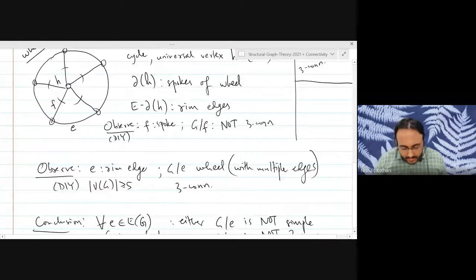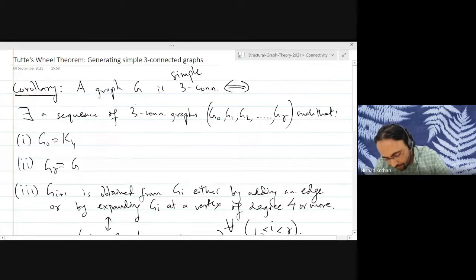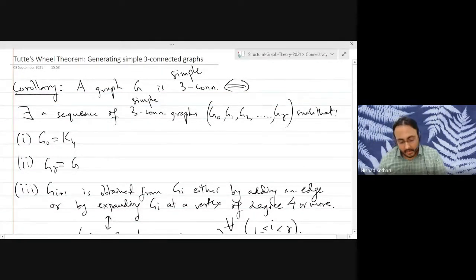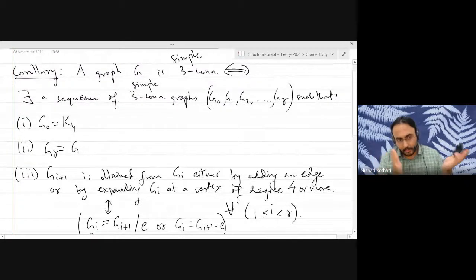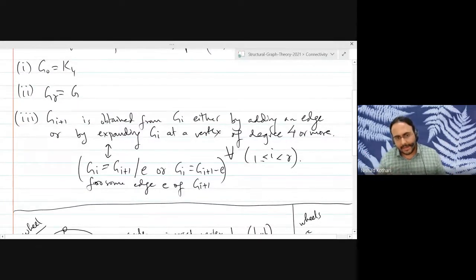So, we want a theorem similar to this corollary that I've written down here. We want a theorem where we have a simple 3 connected graph, and we want a sequence of simple 3 connected graphs with the same properties as before. The smallest graph is going to be K4, the last graph is going to be the graph G, and every graph is obtained from the previous graph by adding an edge or expanding at a vertex of degree 4 or more. And the same as before, in the reverse direction, every previous graph is obtained from the next graph by contracting an edge or deleting an edge.